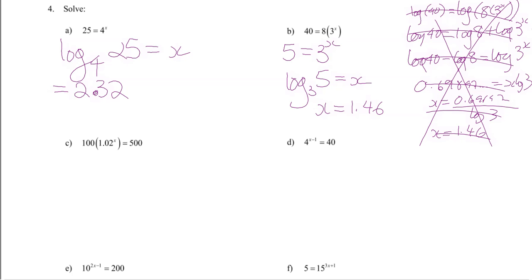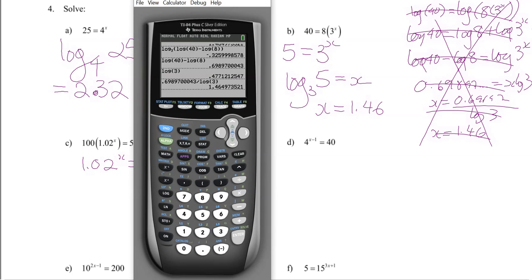So, what are we going to do in C? We can divide by 100, so we get 1.02 to the x is equal to 5. Now at this point you shouldn't believe anything I say anyway, but let's do this. You know the 1.46 that we had? That number's sitting here. So if we go 3 to the power of that number and then multiply it by 8, we should get 40, which we did, so that was all good.